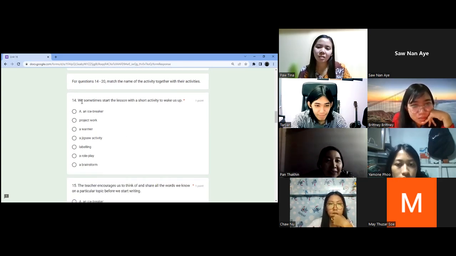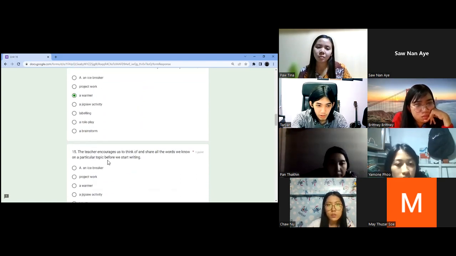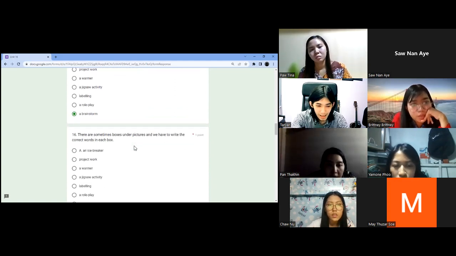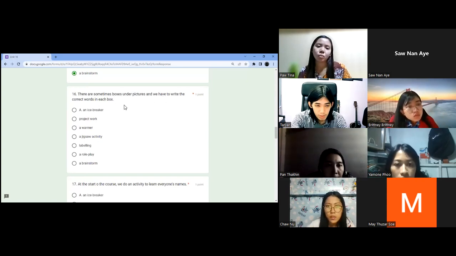Okay. Activity. What's the name of the activity? Short activity to wake us up. Icebreaker. A warmer. One more. Yes. The teacher encourages us to think of and share all the words we know on a particular set. It is brainstorm. Yes, brainstorm. There are boxes under the pictures, and we have to write the correct words in each box. It is labeling.